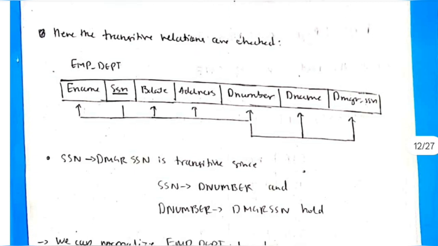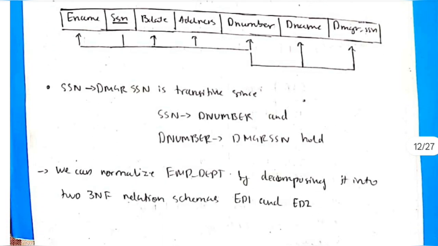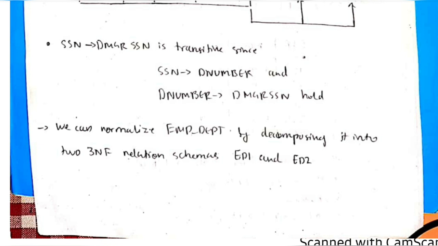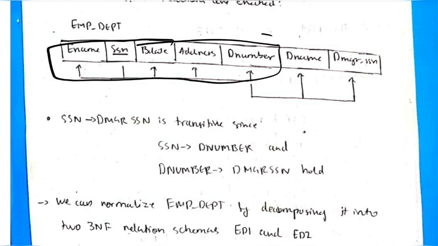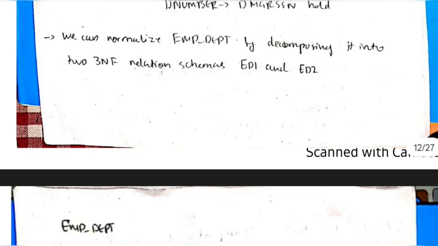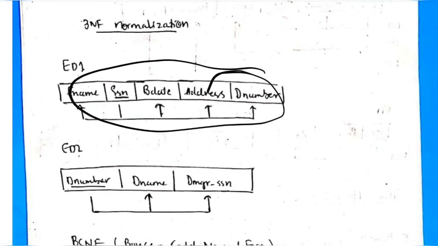If you observe here carefully, I have a relation from SSN to D number, and from D number to D name and D manager SSN. So here is a transitive relation, right? So we can normalize it by decomposing it into 2-3NF relation schemes. One will be for this much only and another will be for this much only. So we'll have two tables here instead of one. The first will be till D number and the second will be from D number onwards. There should be no transitive relation, then it will be 3NF validated.